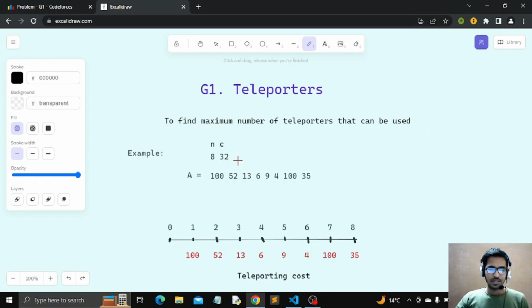So let us consider this example. Let's say our n is 8. It means that in our number line we have points 0, 1, 2, 3, 4, 5, 6, 7, 8. And let's say in the beginning the number of coins that we have is 32 in this example. And this is the array given to us, where each element represents the cost of teleporting from that point. I have represented this in this figure.